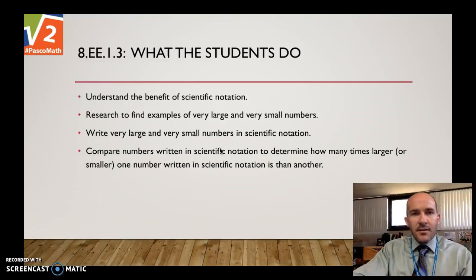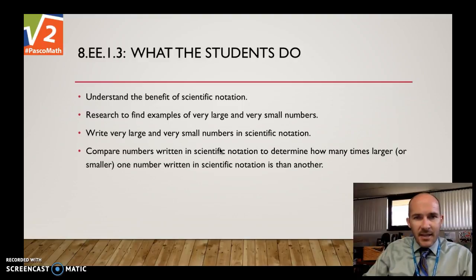So let's look at the students. So the students need to understand the benefit of scientific notation. You know, it's a way to write very large, very small numbers, numbers that we wouldn't want to write over and over out by hand. Research to find examples of very large and very small numbers. Again, so they had that context, the reason why they're learning what they're learning.